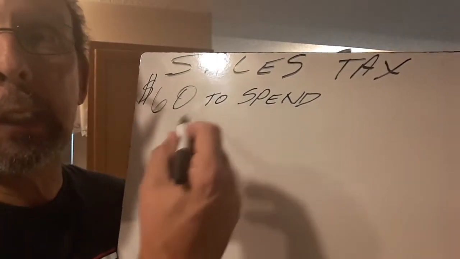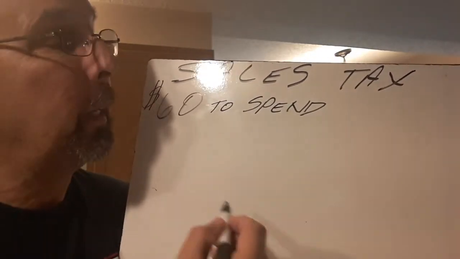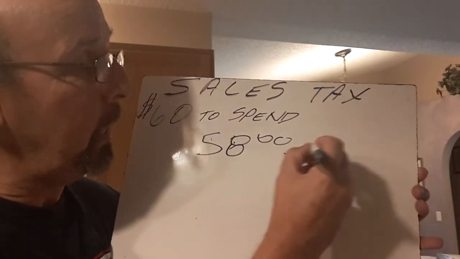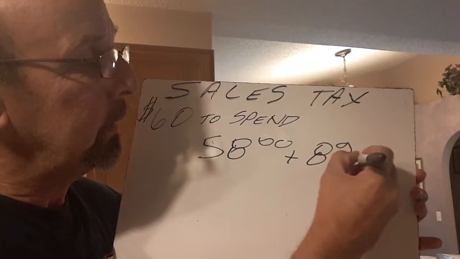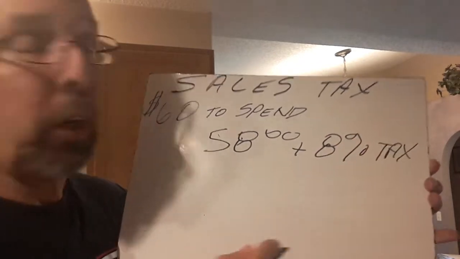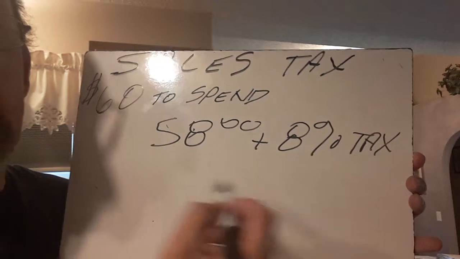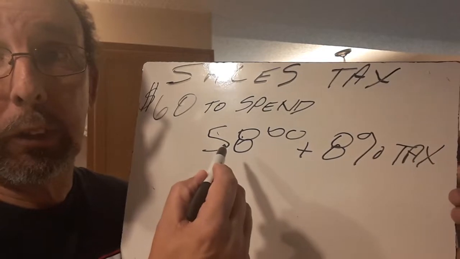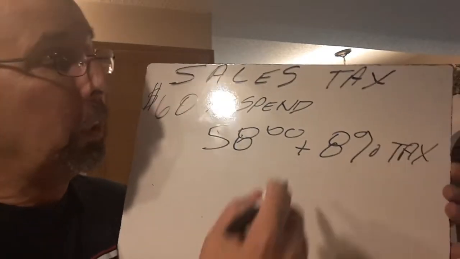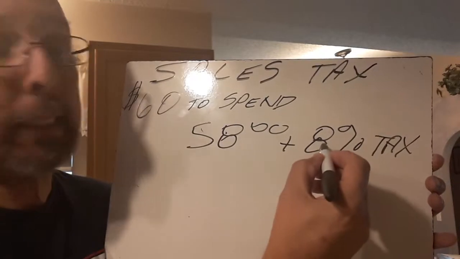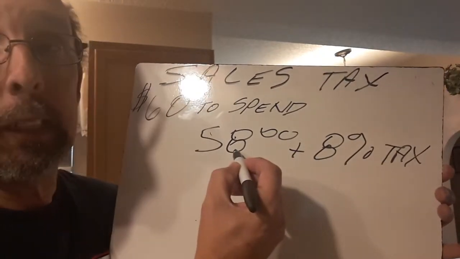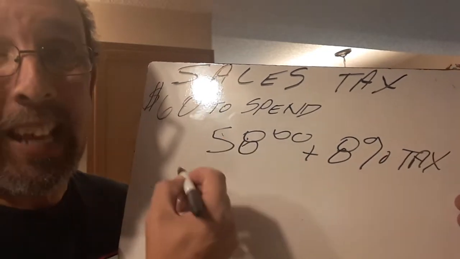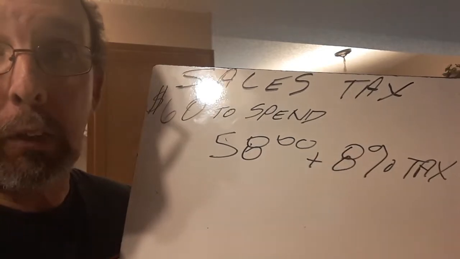You find a watch and it's $58, or excuse me, you have $60 to spend, and the watch is $58. But you've got 8% sales tax on the end of that. So that tax is added on to the price, right? So you're thinking, do I have enough if I have $60? You have to find out how much 8% tax is. 8% of this is going to give me the amount of tax. Then I'd have to add that to the price to find out the total price.